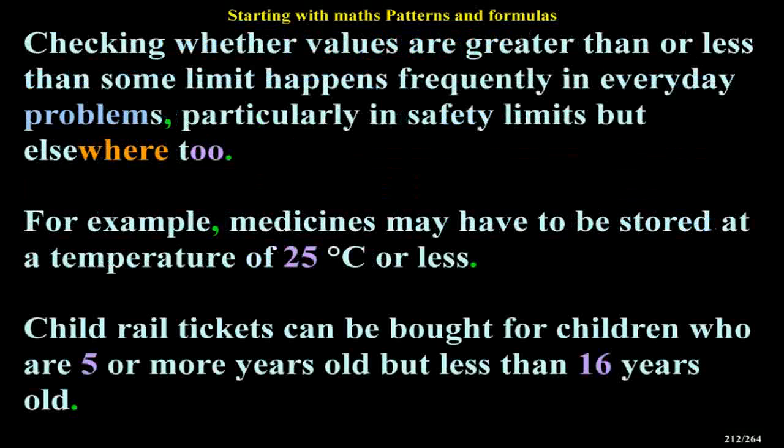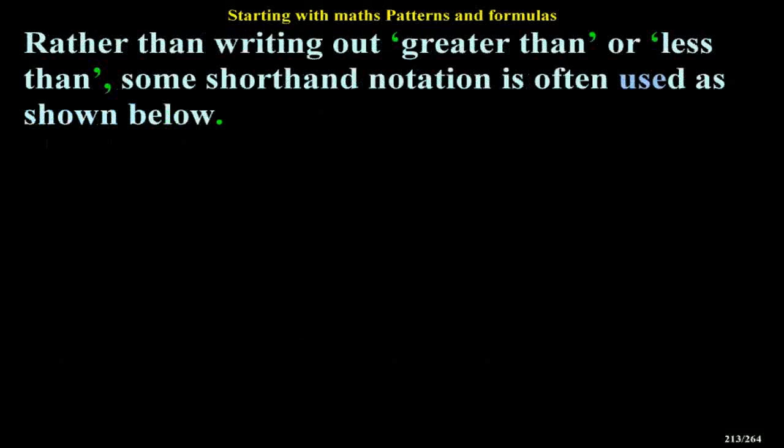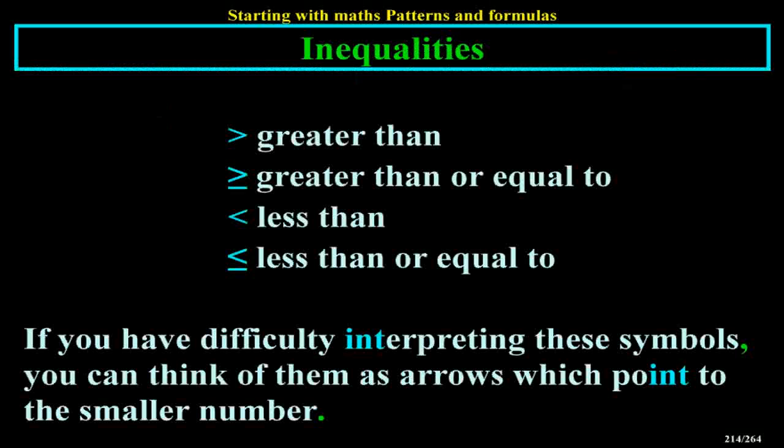Checking whether values are greater than or less than some limit happens frequently in everyday problems, particularly in safety limits, but elsewhere too. For example, medicines may have to be stored at a temperature of 25 C or less. Child rail tickets can be bought for children who are 5 or more years old but less than 16 years old. Rather than writing out greater than or less than, some shorthand notation is often used as shown below. Inequalities. Greater than or equal to. Less than or equal to.